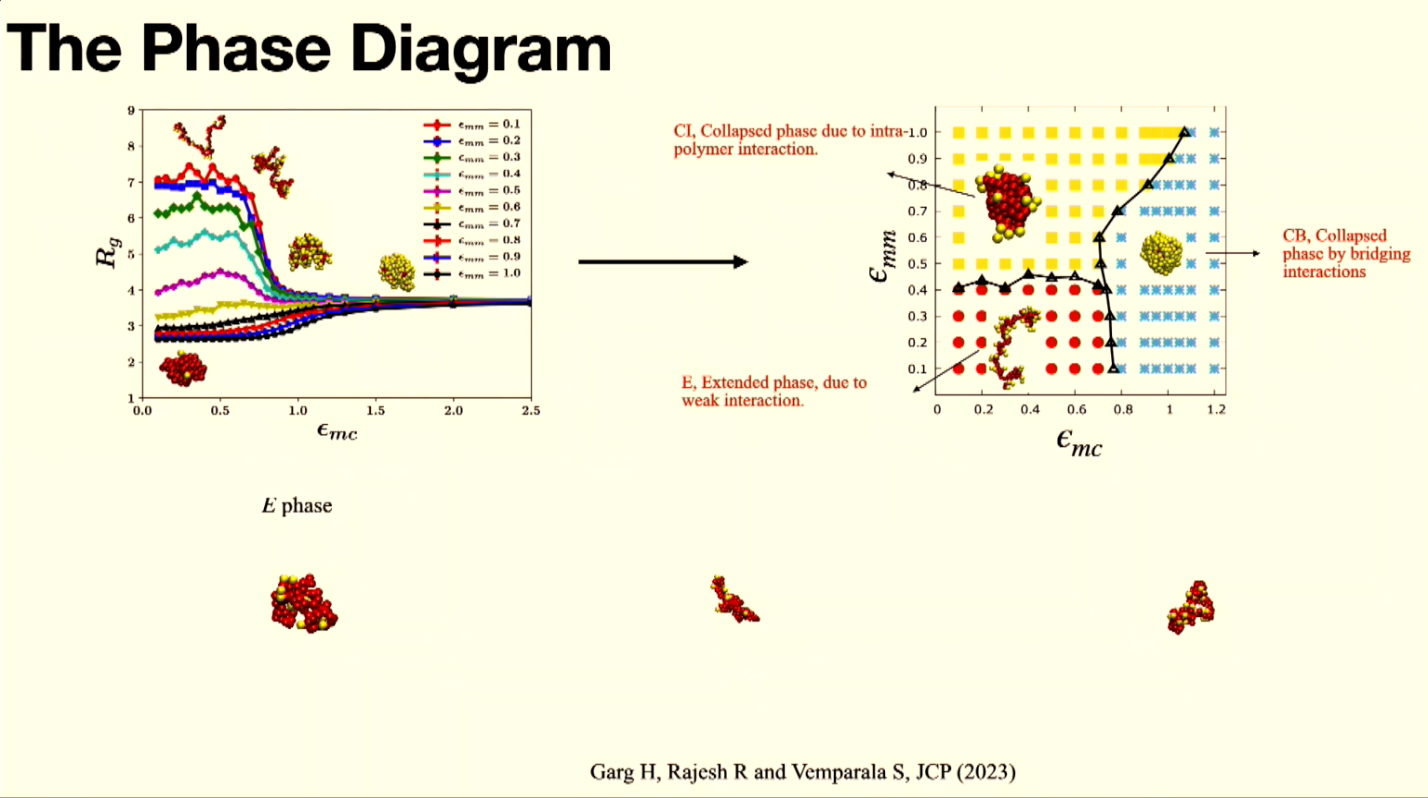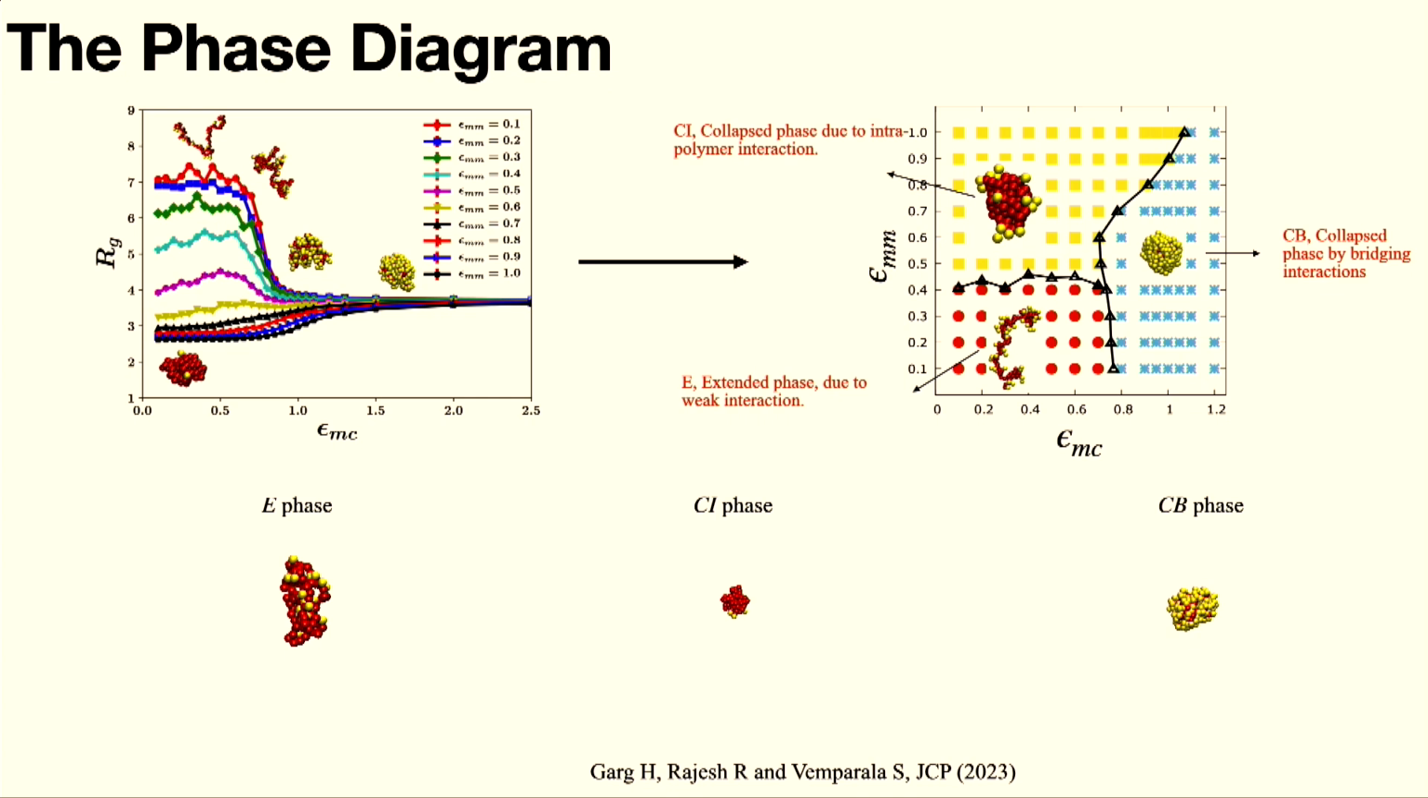This is the E phase I'm showing, in the presence of Crowders. It shows most extended. Here is the CI phase, where you can see very few Crowders around it, and in the CB phase, the collapse phase, it's mostly the Crowders that are playing a part in making this transition happen, right?